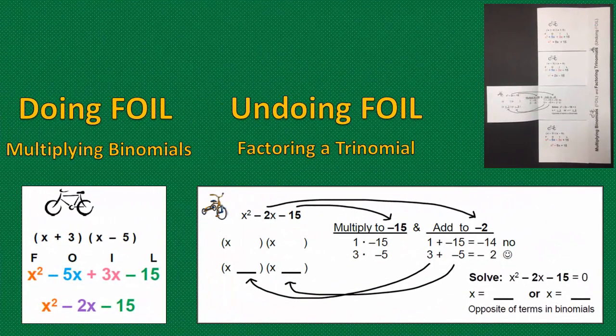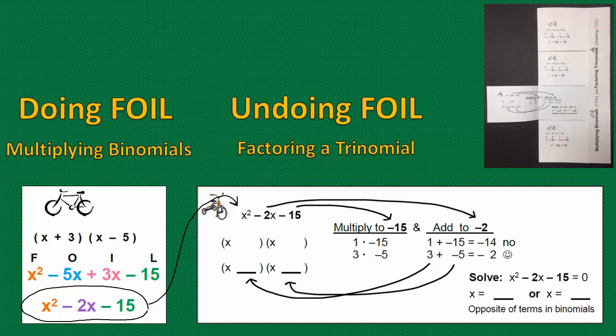Notice on the left that we have two binomials that are multiplied together, x plus 3 times x minus 5. We did this problem earlier in this video. We multiplied using FOIL. We combined the like terms, and we ended up with x squared minus 2x minus 15. Now we're going to start with that trinomial answer, and we're going to factor it. We're going to undo that trinomial and break it back down into the two binomials that we started with.